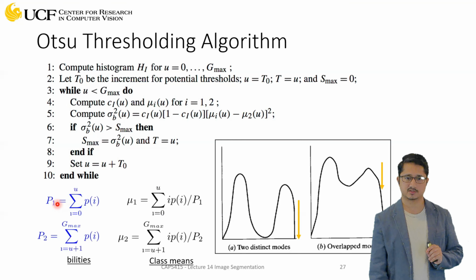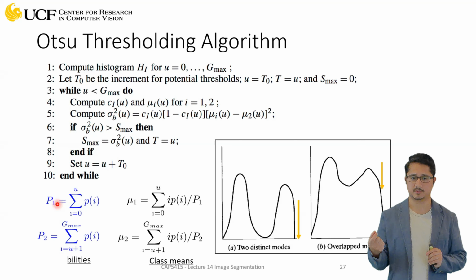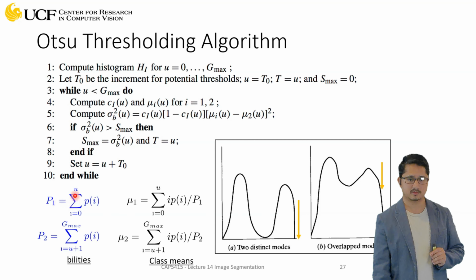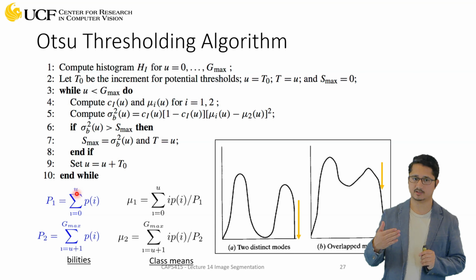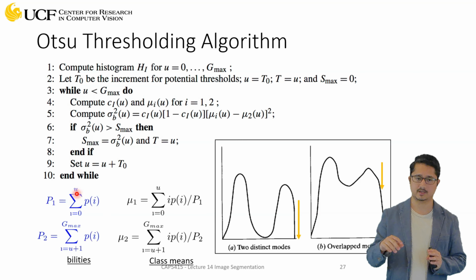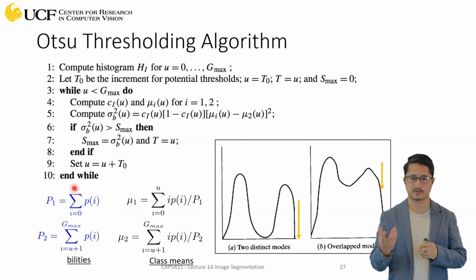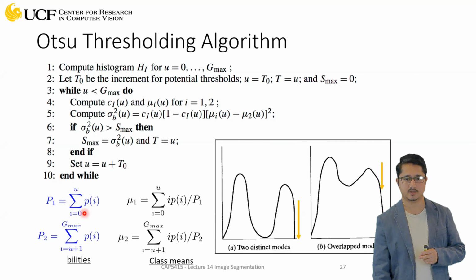So P1 is the probability of any pixel being a foreground. Now let's say you selected a threshold U, which says that all the pixels having intensity less than U are foreground and greater than U are background. So now you're computing foreground, so you will go from 0 to U because all those pixels are your foreground pixels. And you just count how many such pixels you actually have.